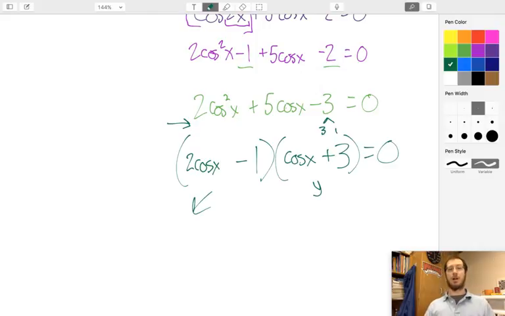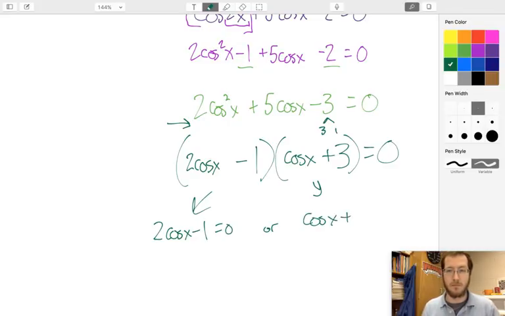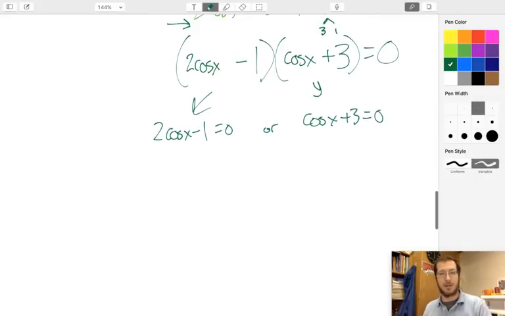Okay, so split them off. Each factor could be equal to 0. And solve each one separately. So add 1, divide by 2. Subtract 3 from both sides.